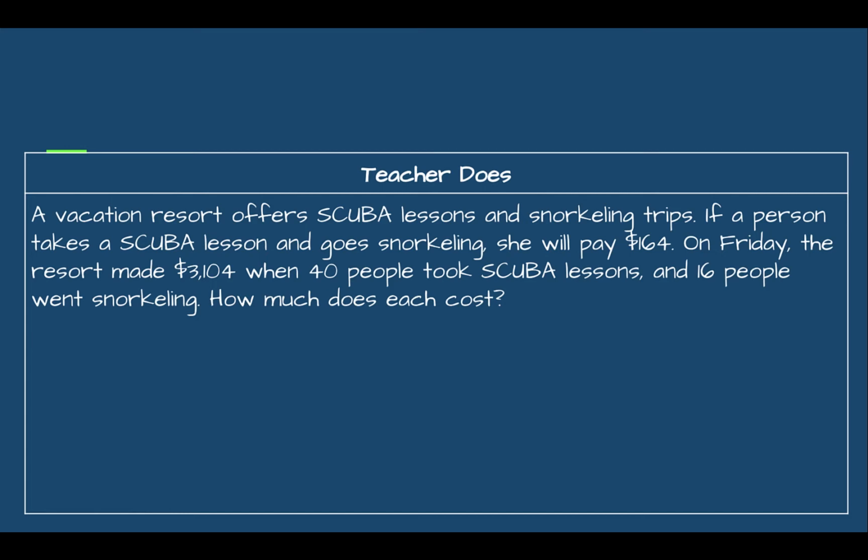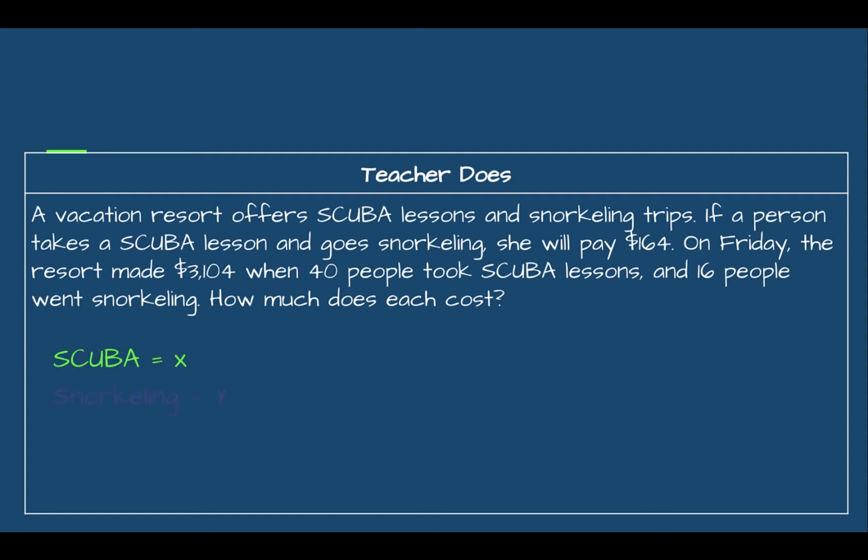A vacation resort offers scuba lessons and snorkeling trips. If a person takes a scuba lesson and goes snorkeling, she will pay $164. On Friday, the resort made $3,104 when 40 people took scuba lessons and 16 people went snorkeling. How much did each cost?